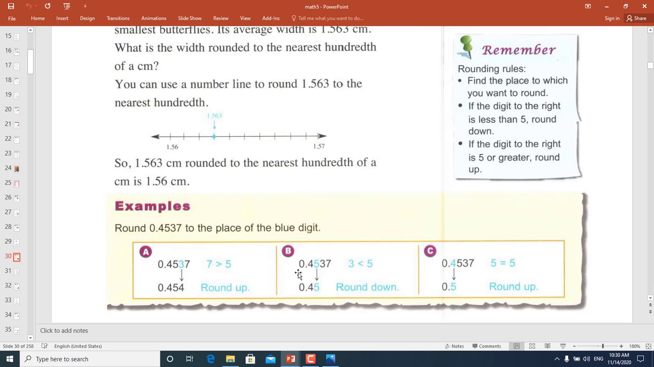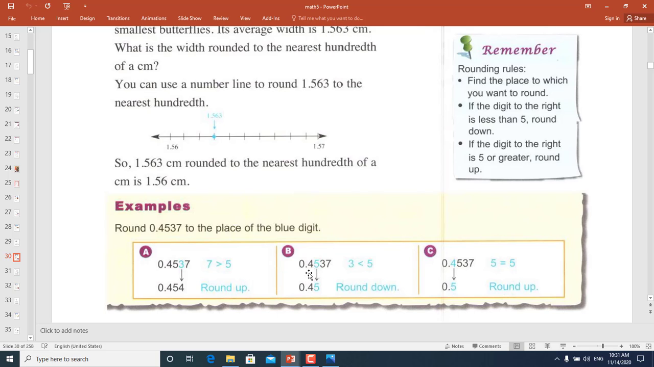And from B we have 0.4537 also like A, but from B we will round for this 5, this blue digit. It is the hundredths place because the 0 is ones, and after the point we have tenths and hundredths. So when you round to this place, any number we have before this 5, we write again. Any number and point we have, we write again. 0, we write again, and point, and 4.